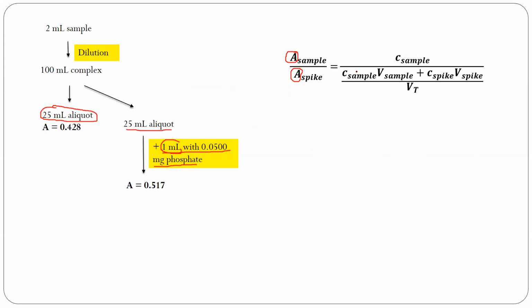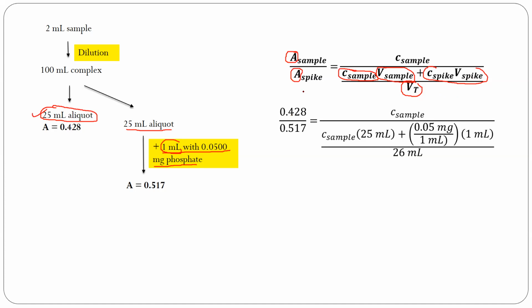So C spike is kunin mo yung concentration ng sample mo, which we don't know, times the volume ng sample. This one we know. And the volume of the sample here is, yung tinest mo is 25, right? Okay, so volume ng sample times C sample is the amount of the analyte. Idagdag mo yung amount ng analyte na nilagay mo or pinang-spike mo. Okay, how to do that? Just multiply the concentration of the spike times the volume of the spike. Okay? And then divided by the total volume.